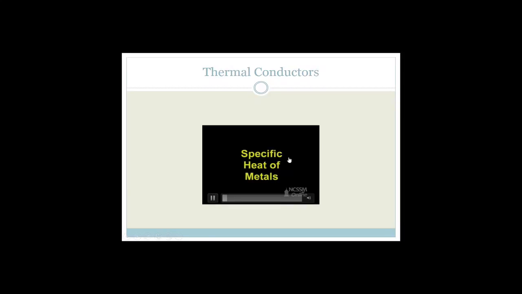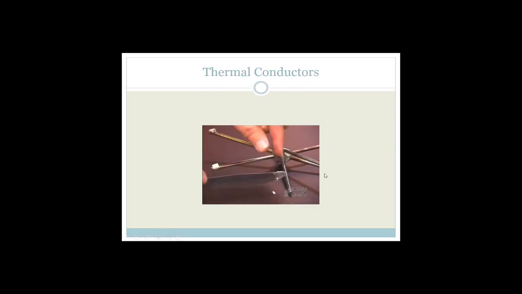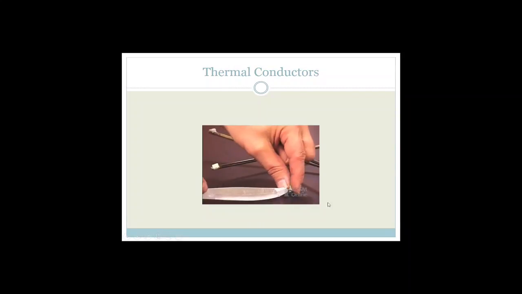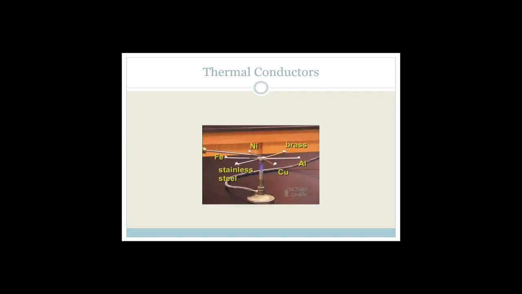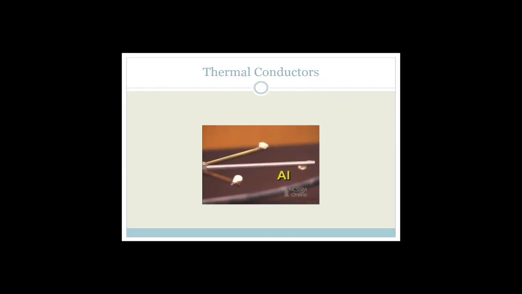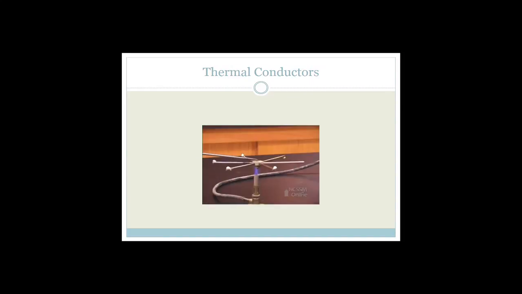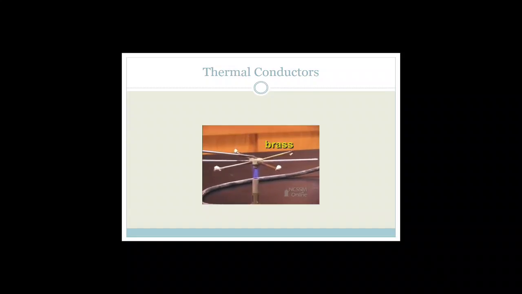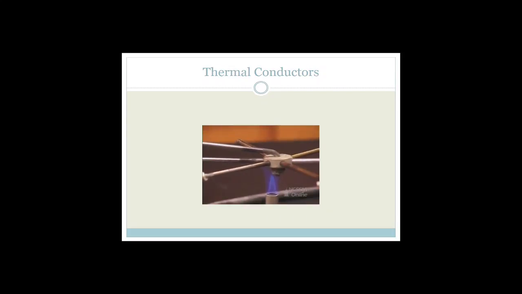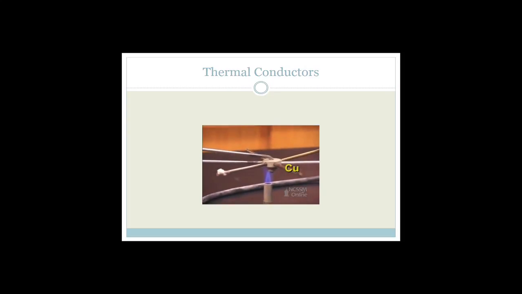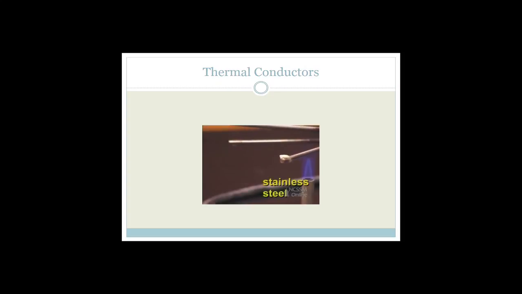It's looking at the specific heat of metals. We have rods of different metals attached to a central hub. On each of the rods is a small amount of butter. The metal rods have different specific heats and will heat up at different rates. We will watch the order in which the butter melts. The aluminum melts first. The brass melts second. The iron melts third. The nickel melts fourth, the copper melts fifth, the stainless steel melts sixth.